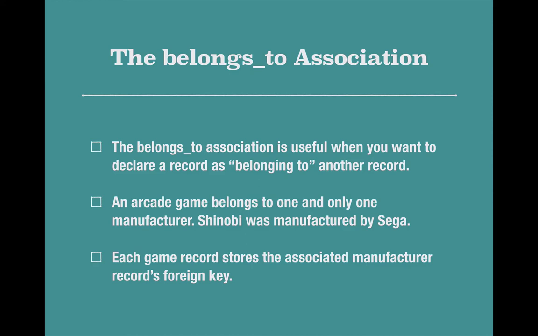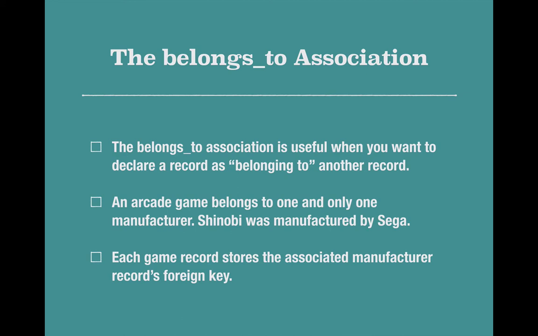So let's begin by talking about what is commonly referred to as the most fundamental of Active Record associations, which is belongs_to. You'll use the belongs_to association when you want to declare a record residing in some database table as belonging to another record, typically residing in some other database table.